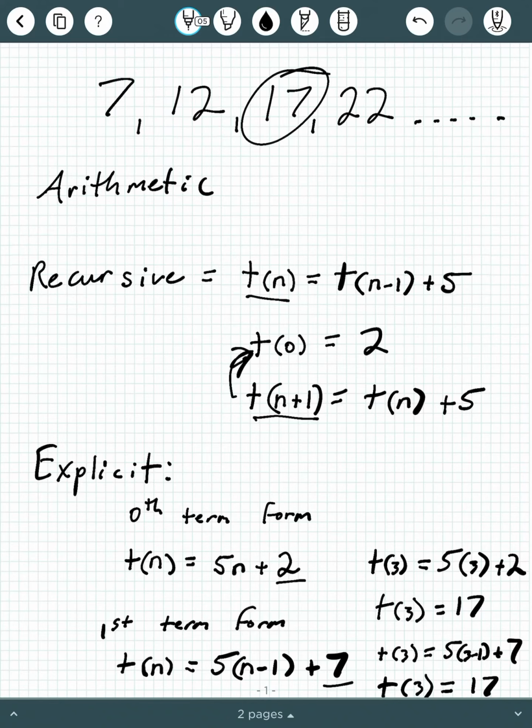So let's go forward to a geometric sequence. For this one, let's look at the sequence generated as 4, 16, then 64, and it'll continue growing that way. So this is geometric, and we can tell that because we're multiplying by 4 each time.